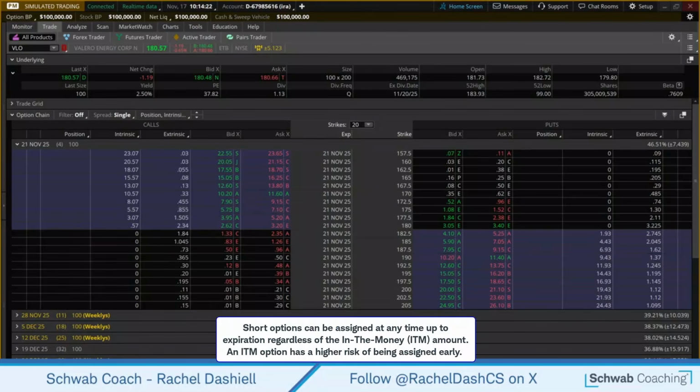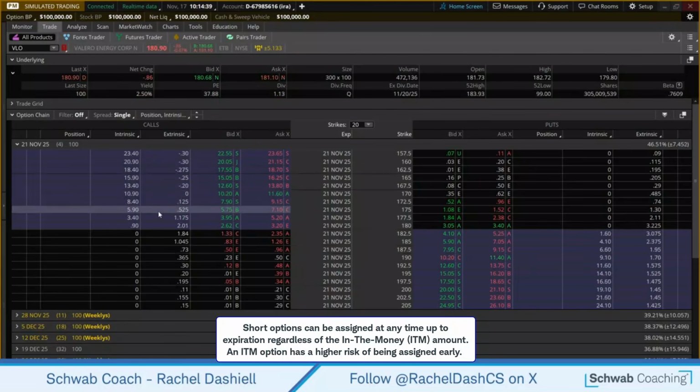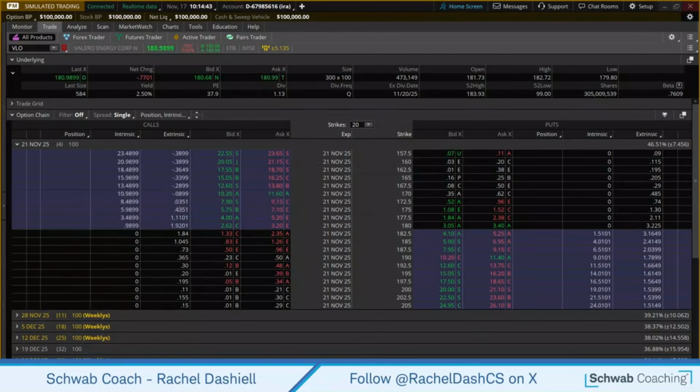So that is what dividend risk looks like, and that's one way to just kind of figure out how to find if you may be at exposure or at risk of early assignment because of dividend risk. So compare that amount of the dividend. If it is greater than the extrinsic value of your option, you may be at risk of early assignment.